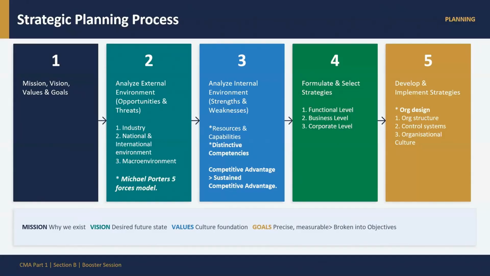Then goals are further broken down into objectives. Objectives are nothing but small steps that we take to achieve our goals. So this is what we need to be clear about in our first step of strategic planning. Then comes step 2, analysis of external environment. External environmental factors will always be out of our control.